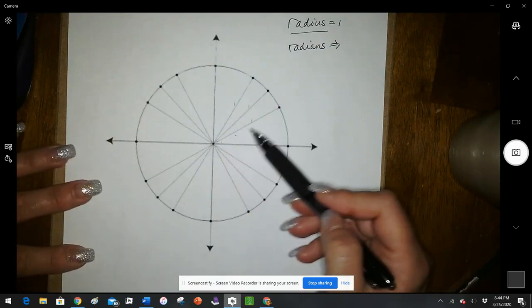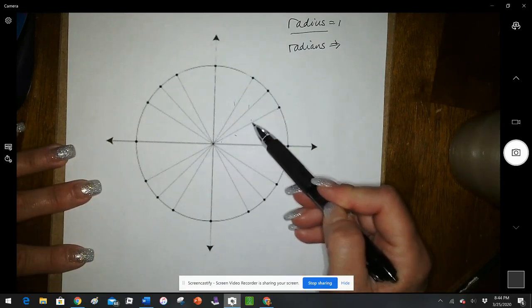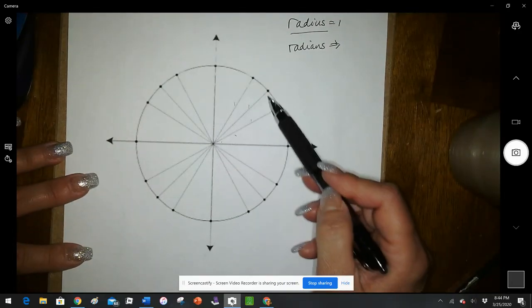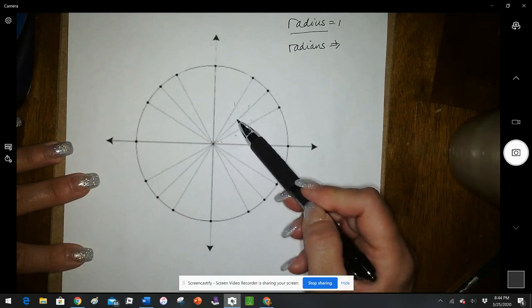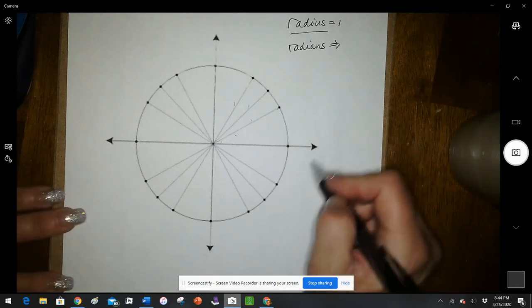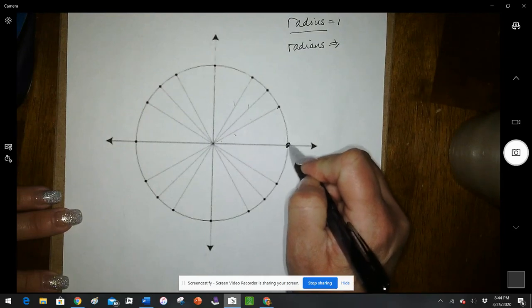Now, just because this is labeled as a 1 doesn't mean that this opening right here is a 1, or that this opening to this one is a 1. And so we've got to talk about the different degree measures as well as the different radian measures that are there. Okay, the first thing that I want to touch base with you are what these coordinates are.